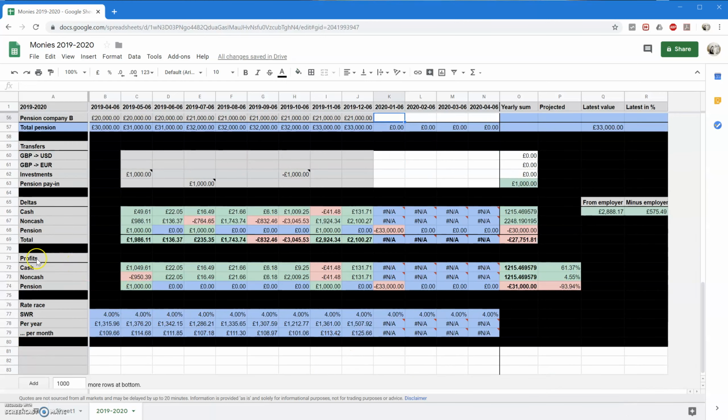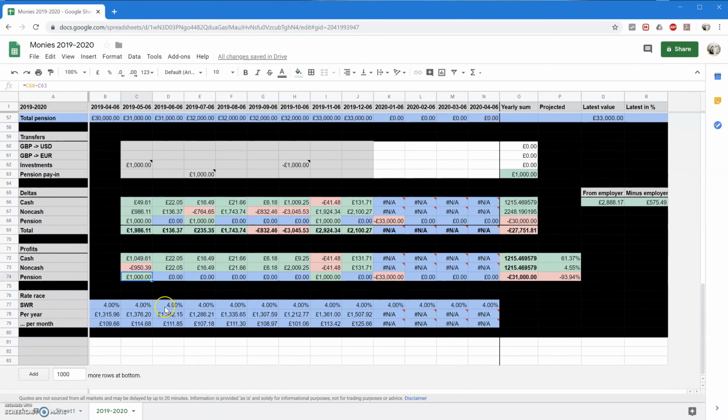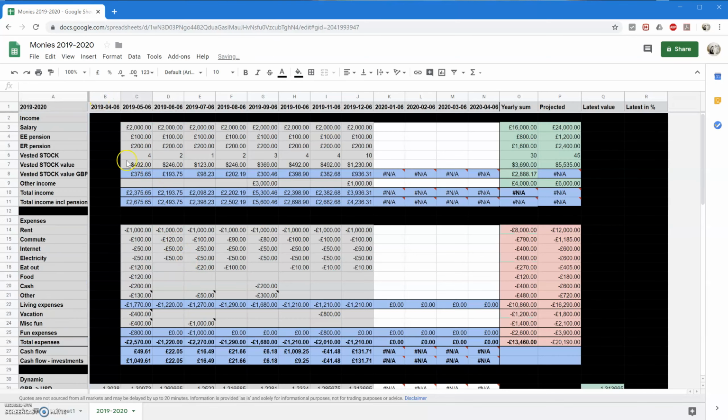And then I realized also the pension here is actually a bit wrong because it's only including the normal pension pay-in, the row 63 here. It's not including the employee pension and employer pension. So that's row 3 and 4. So I'm going to correct that since I just thought of it. Minus C3, no, C4 and C5. It was 3, 4, 4 and 5. Yeah.